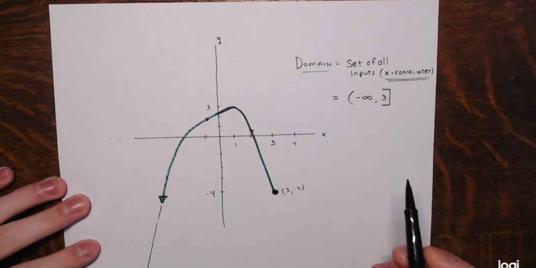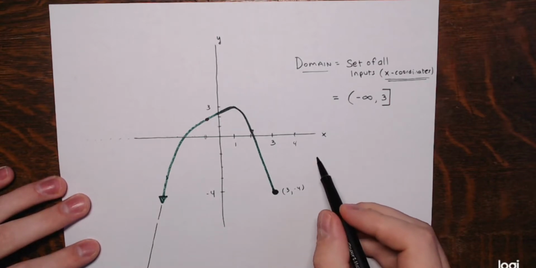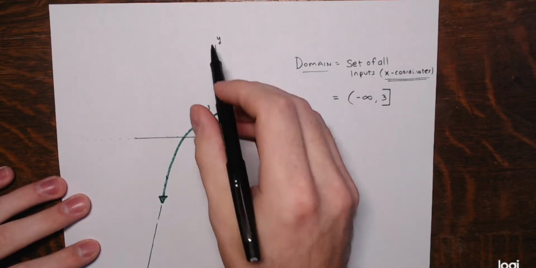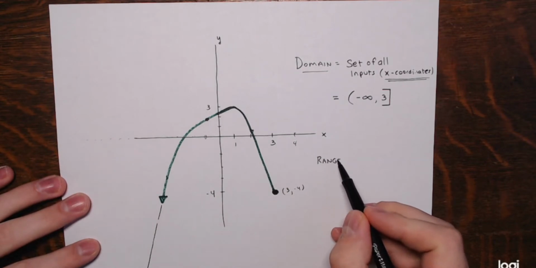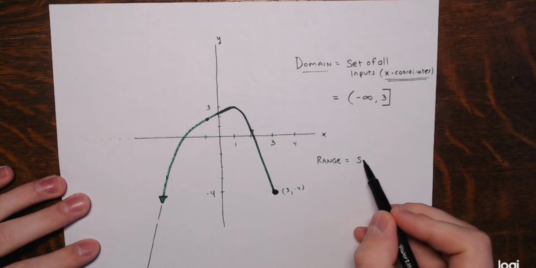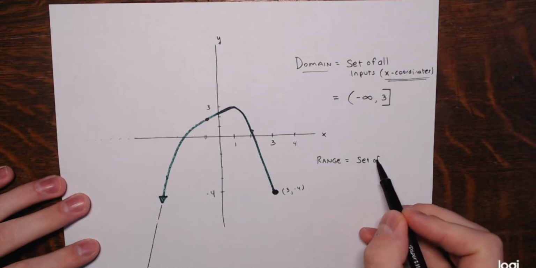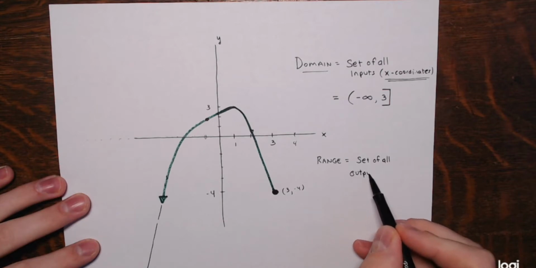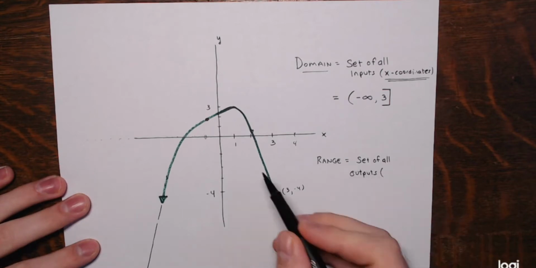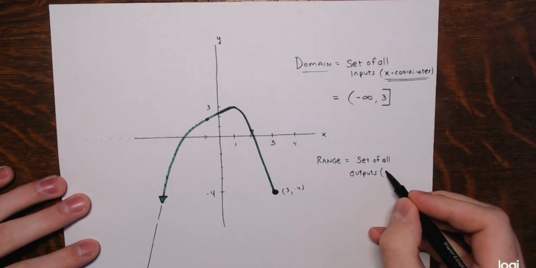Then we do the same thing for the range, but going up the y-axis instead. Remember, the range is the set of all the outputs, which in most cases, as is the case here, are going to be y-coordinates.